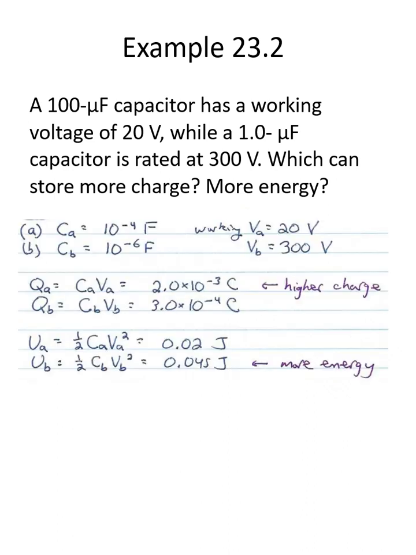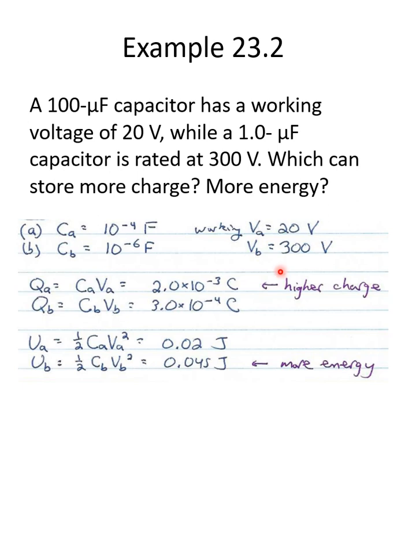All right, but getting back to the problem, these two types of capacitors, which one can store more charge, which one more energy? So let's get these in MKS units, get rid of those micro prefixes. Capacitor A, the first one, 100 microfarads, that's 10 to the negative 4 farads, and it has a working voltage, we'll say VA of 20 volts. Capacitor B is 10 to the negative 6 farads, and VB is 300 volts.